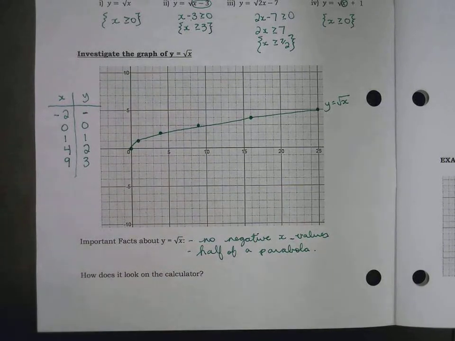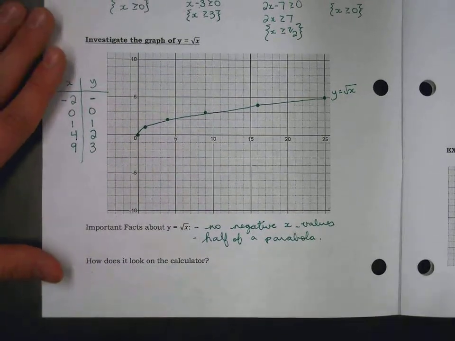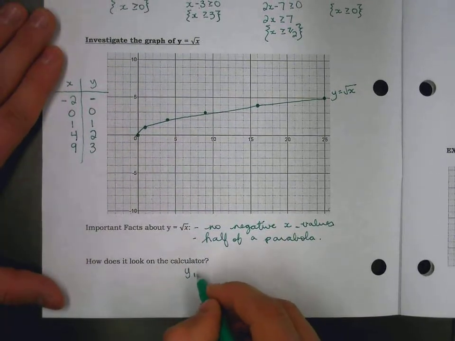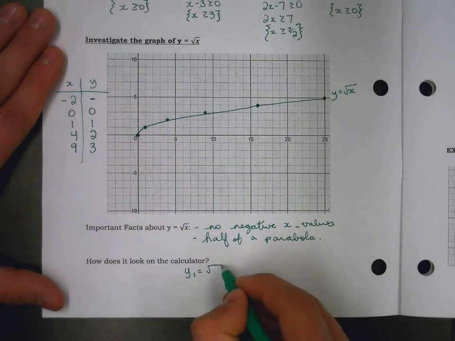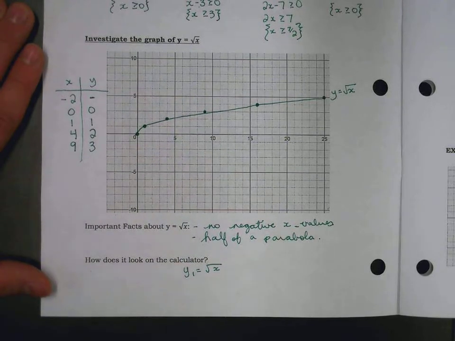And how does it look on the calculator? If you were to try to type it in, it looks a little bit linear, but while you're hanging out, have a quick sketch in your calculator, y1 is the square root of x, and see what it looks like. Because this is all you're going to have on a unit exam and on a diploma. So at some point, you're probably going to be typing this in.